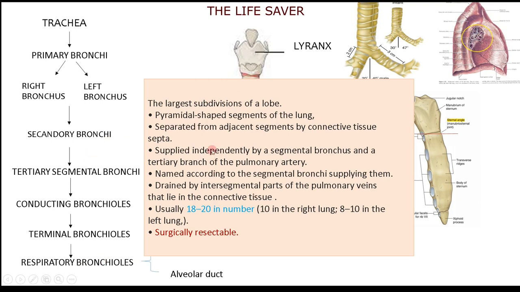As for these bronchopulmonary segments we have discussed earlier, they are separated from one another by connective tissue. So they act as individual segments which are surgically resectable. They are 18 to 20 in number and they are supplied by their segmental bronchi.